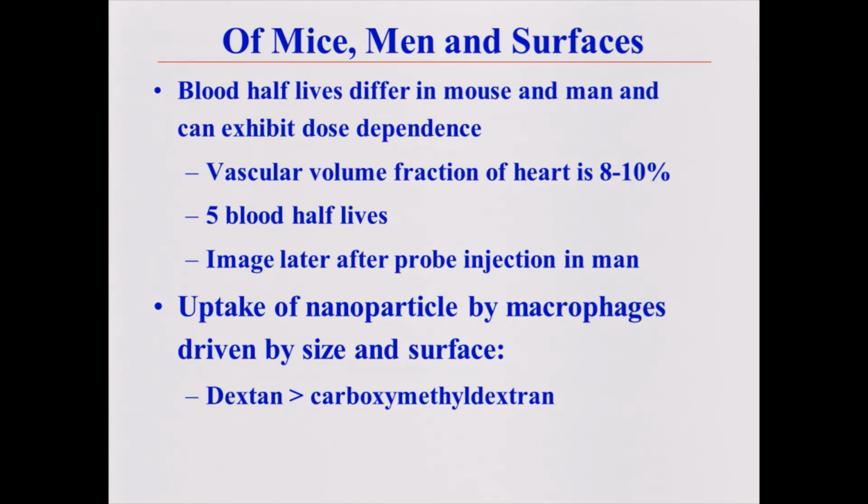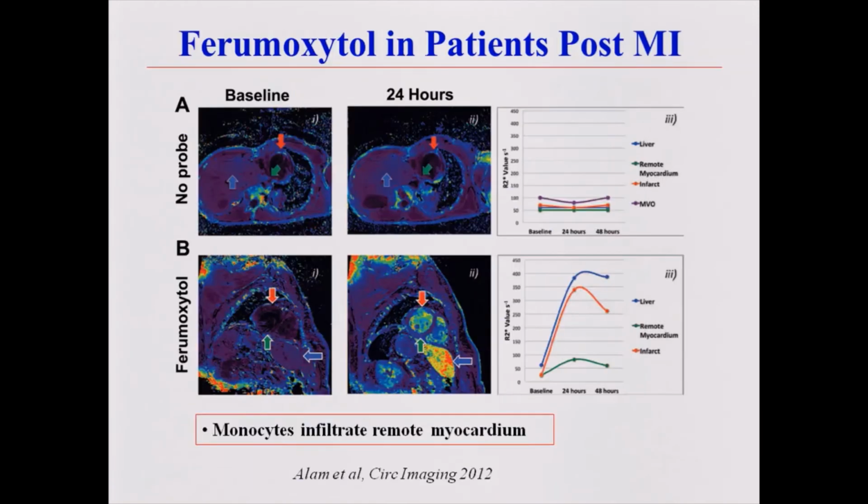And I mention this because we saw a nice study, or actually a couple of nice studies last year come out in which now clinically approved nanoparticles, in this case ferumoxytol, was used to image inflammation in patients post-MI. Here you can see these are R2 star maps, a patient given no probe, below a patient given probe, and you can see how the R2 star changes in the infarct, again, presumably due to the uptake of the nanoparticle by infiltrating macrophages.